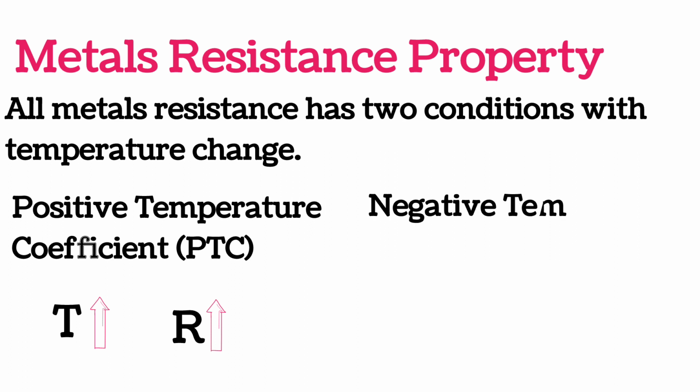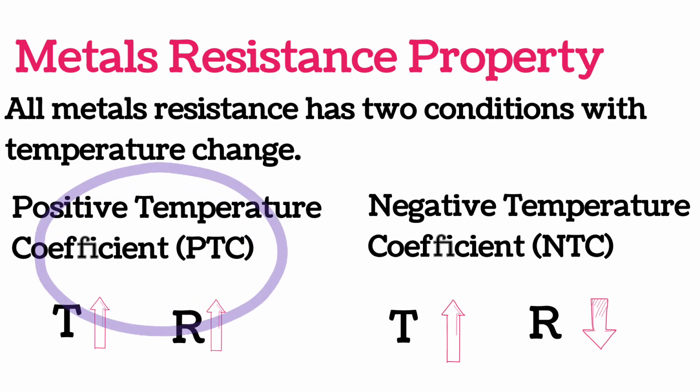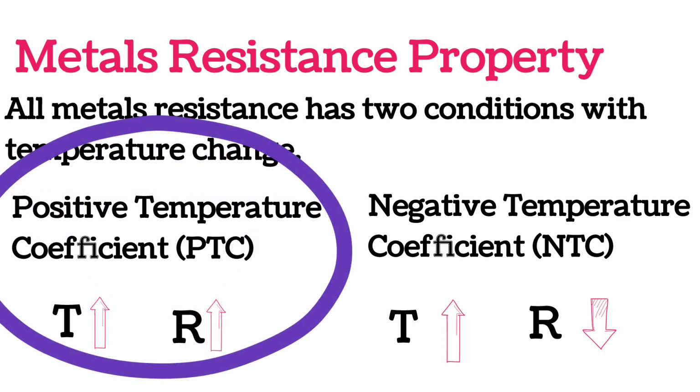And the second one is negative temperature coefficient. In NTC, whenever the temperature increases, the resistance of metals decreases. These two conditions are used to measure the temperature. Our today's topic is RTD, which comes under positive temperature coefficient, so let's discuss RTD in depth.